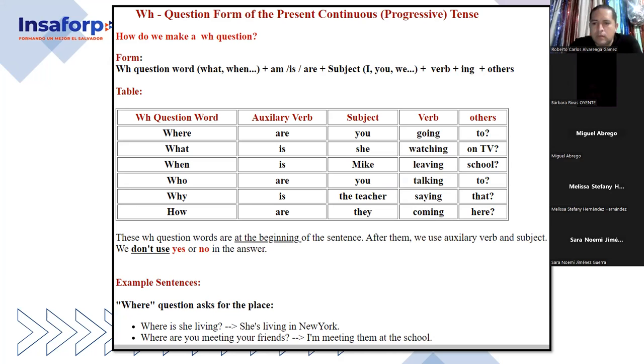We're going with Luis Ernesto. Luis, are you there? Yes, teacher. Perfect. Okay, Luis, what are you doing after the class? ¿Qué va a hacer después de la clase? What are you doing after the class?